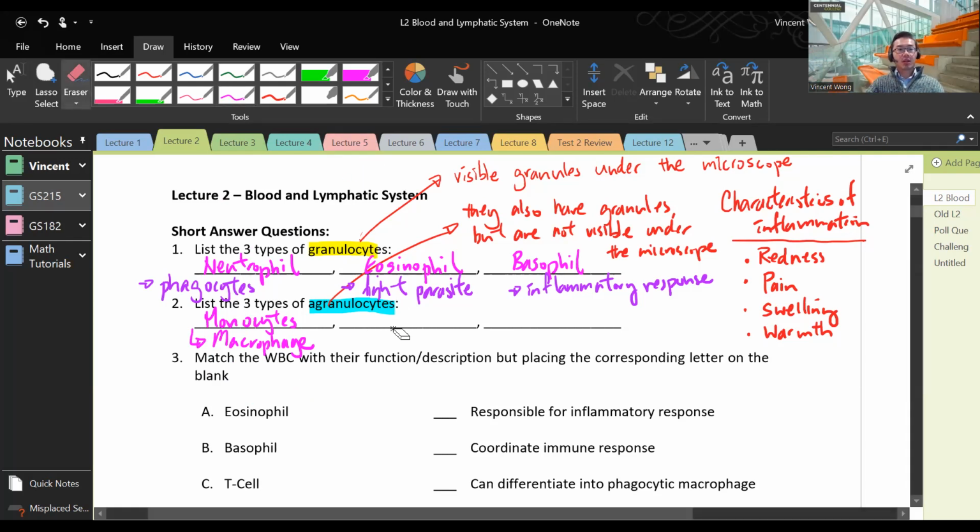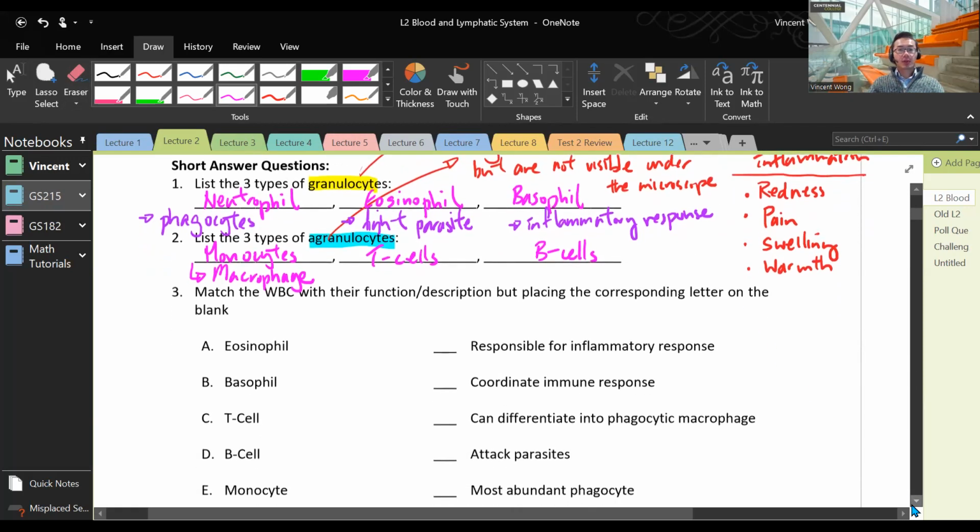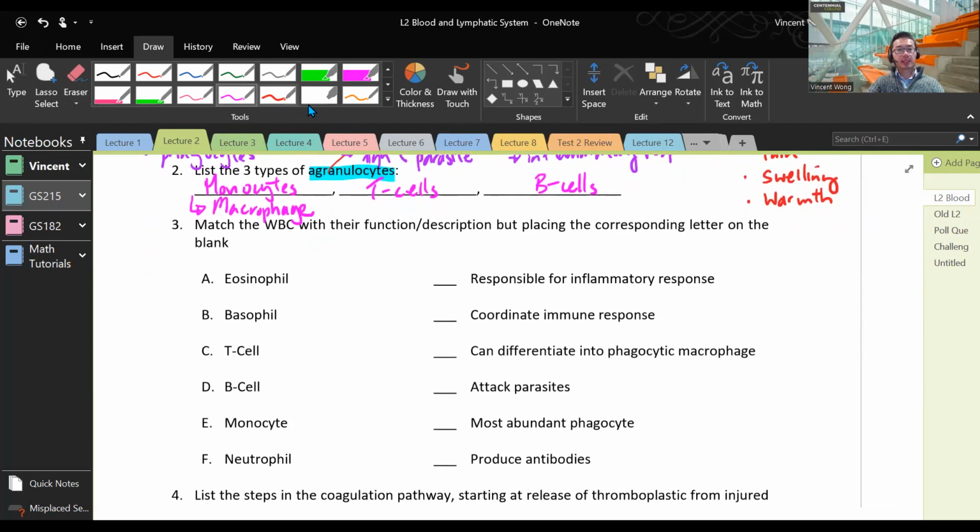Another example of agranulocytes would be the T cells and the B cells. T cells and B cells are examples of lymphocytes. They are made in the lymphatic system, which we'll talk about later. T cells will coordinate the immune response, while the B cells will make antibodies. So let's just match these up.